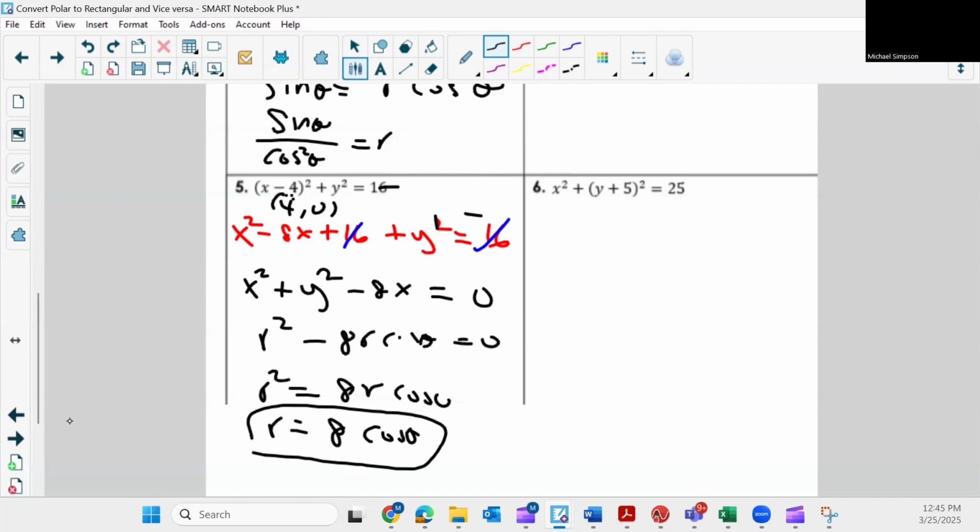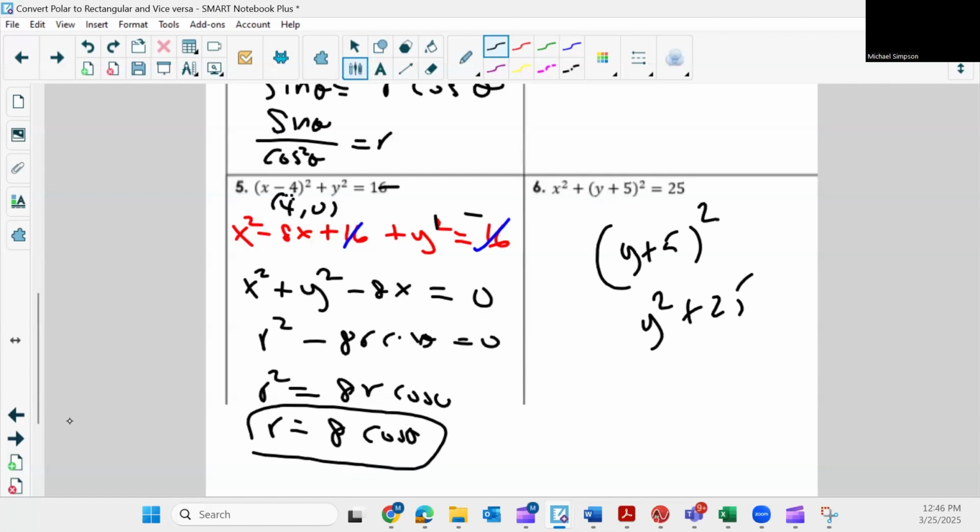What's R squared? Wait, no, I just canceled out a bunch of things. Look, this is just x squared, y squared, 25. You expand this, right? No. How do we expand y plus 5 squared? I got x squared minus 8x plus 16. Right, you got to do double distribution. It's going to be y plus 5 times y plus 5. You got it?